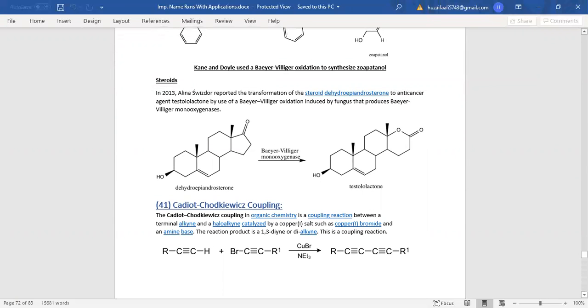Steroids. In 2013, Elena Svidor reported the transformation of the steroid dehydroepiandrosterone to the anti-cancer agent testolactone by use of a Baeyer-Villiger oxidation induced by fungus that produces Baeyer-Villiger monooxygenases.